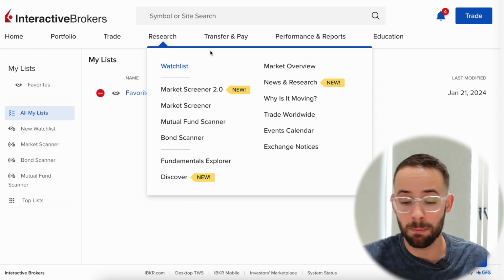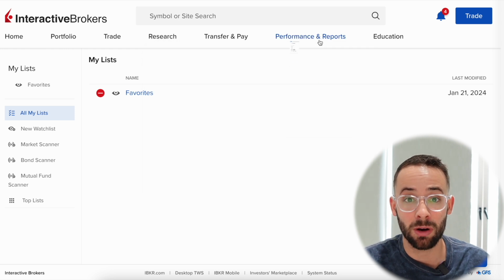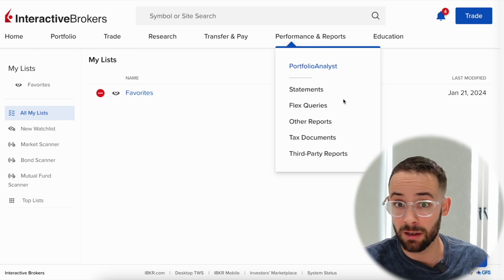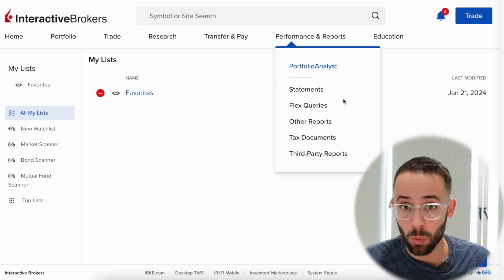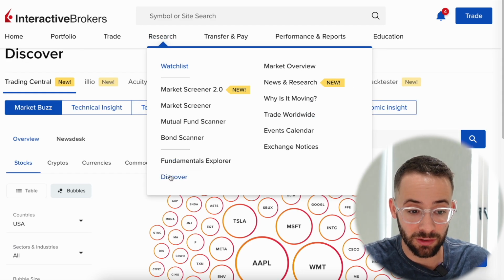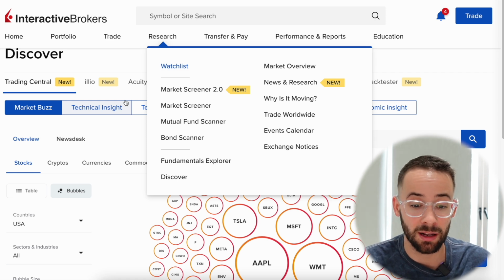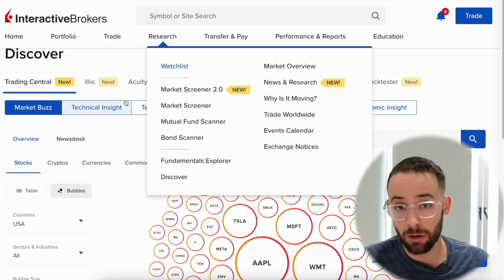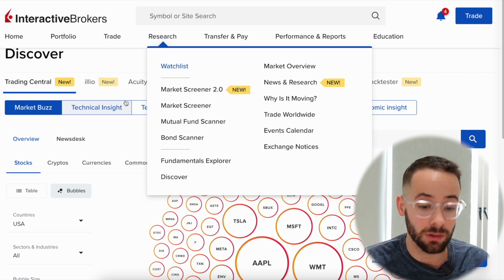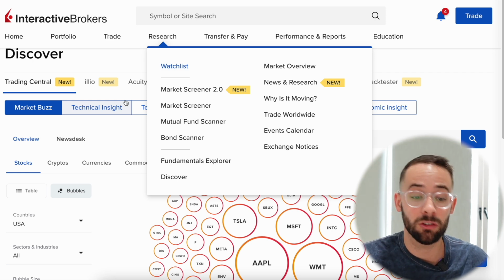You can track macro data by looking at market overviews, news and research. You can track individual companies. You can look at financial statements from those companies, quarterly reports, annual reports, other documents and analysis for companies. And all these different research tools definitely set Interactive Brokers apart from some other trading platforms in Canada, say for example, Wealthsimple, where there are free trades for Canadian stocks, yes, but they don't really have research and analysis that helps you figure out what to invest in.